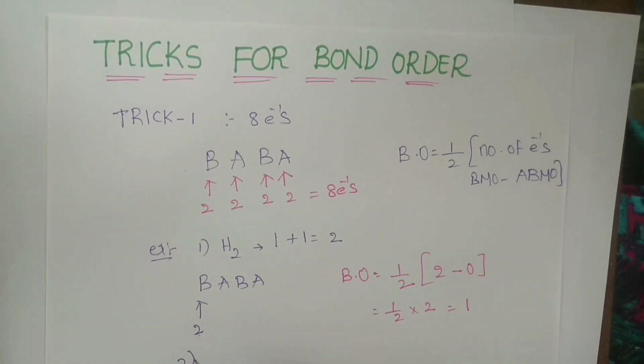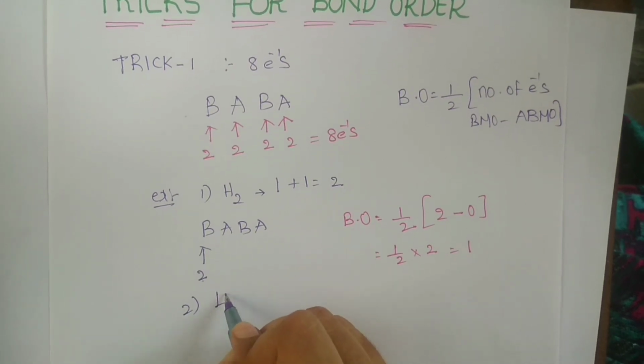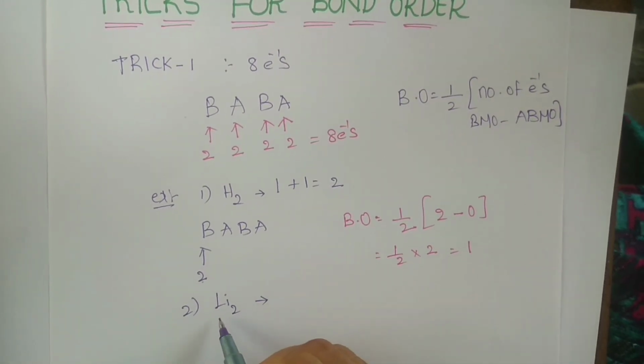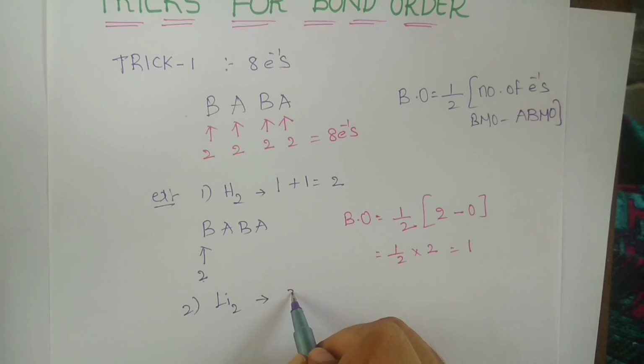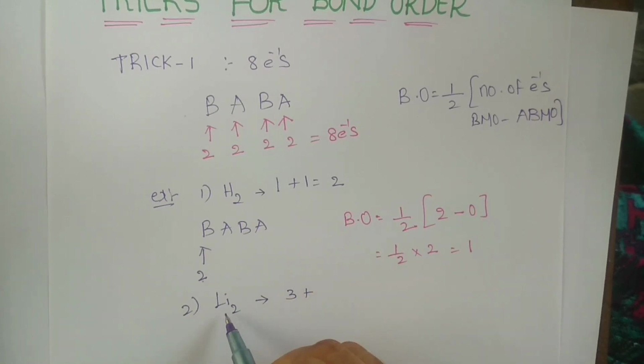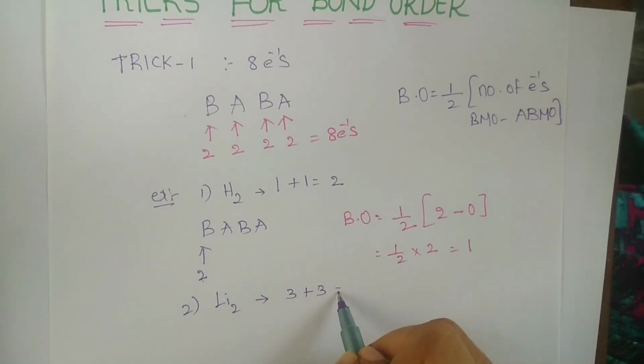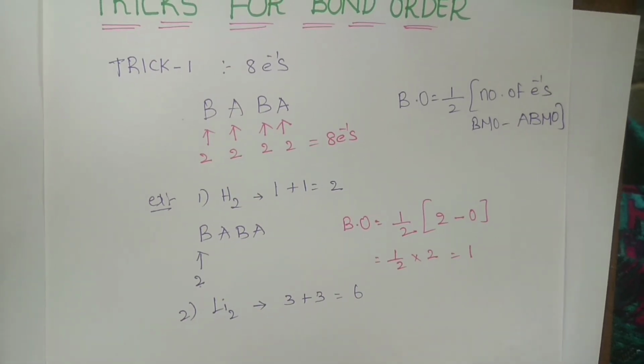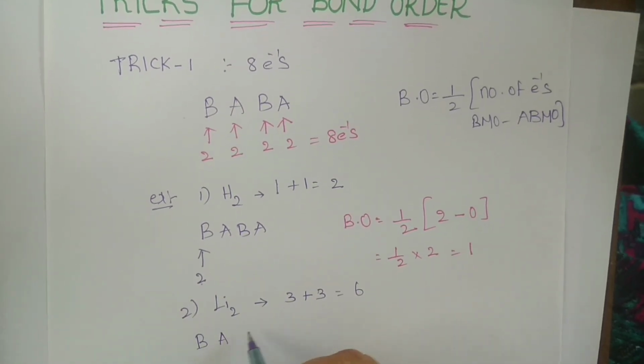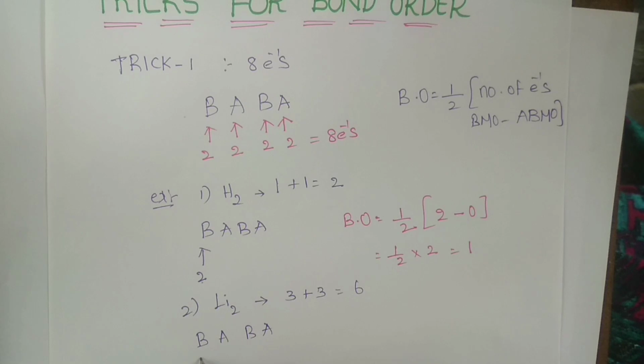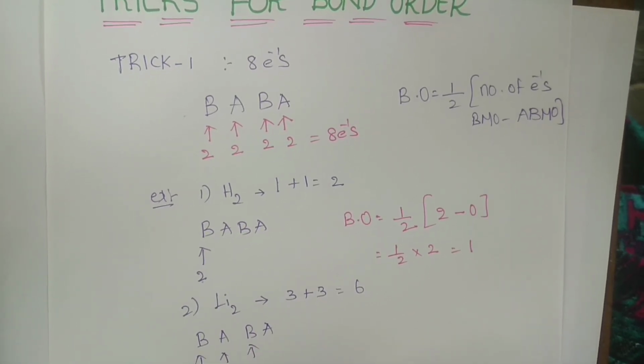Consider one more example, that is Li2. Lithium atomic number is 3. That means 3 electrons are there. 2 lithium atoms are there, so 3 plus 3, that is 6. Use this trick, BABA. So 2 electrons in bonding, 2 in anti-bonding and another 2 in bonding.